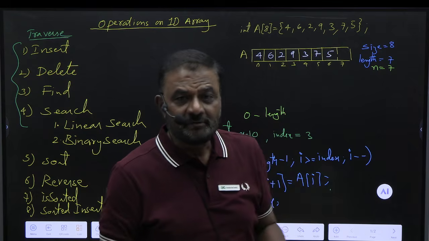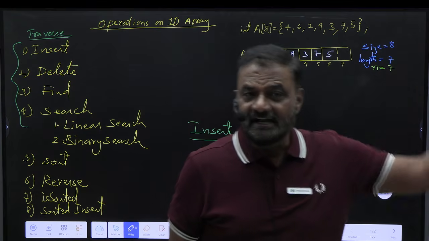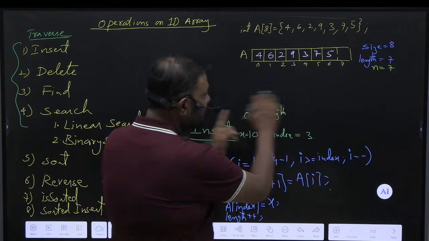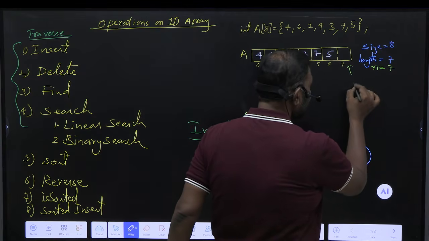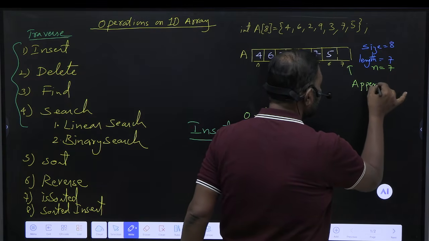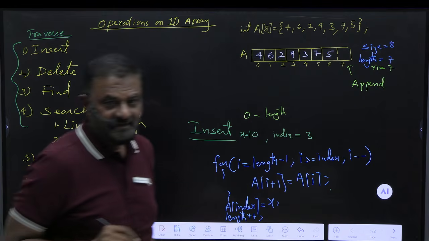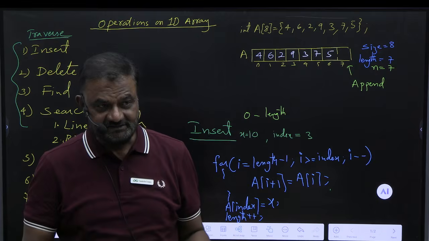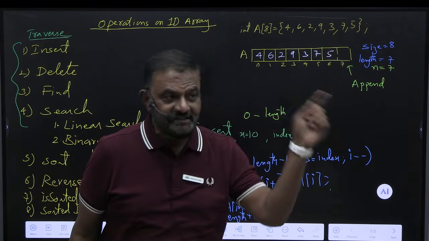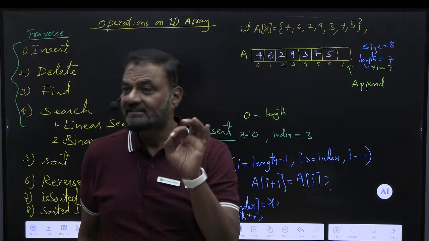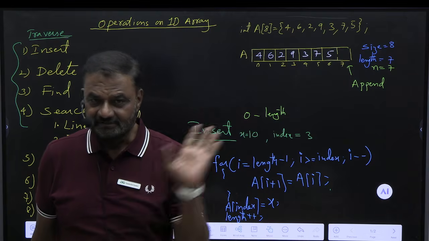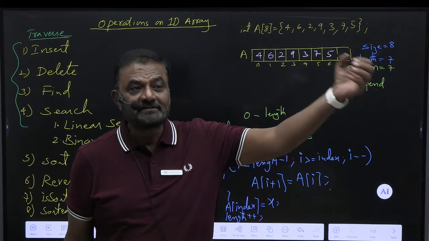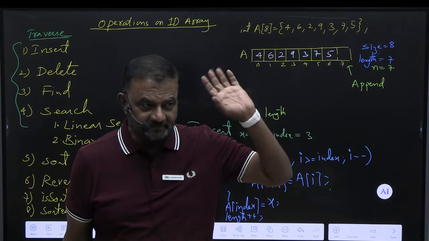What do you call an operation if you are just inserting a new element at the end of an array? Listen, if you are just adding a new element here at the end of an array, then we call it as what? Append. At the end of the list. If you are inserting at any other place, we can say insert. If you are inserting at the last also, we can say insert. But you can call it with a special name, that is append. Append means adding one element at the end of an array.